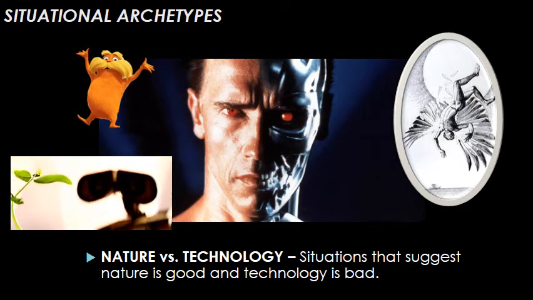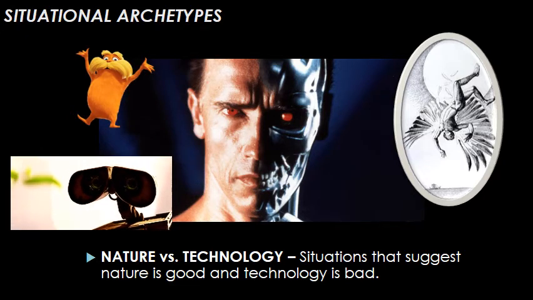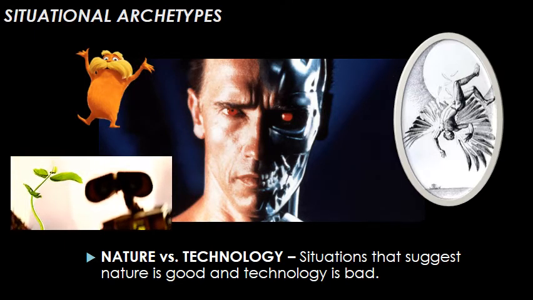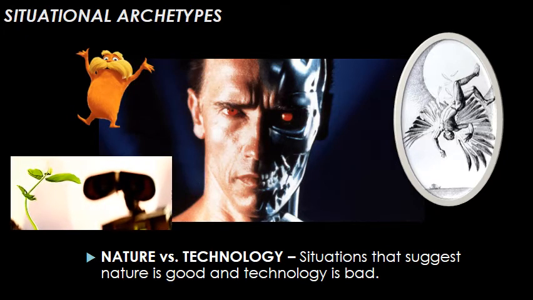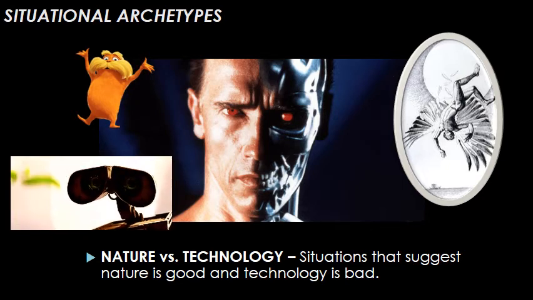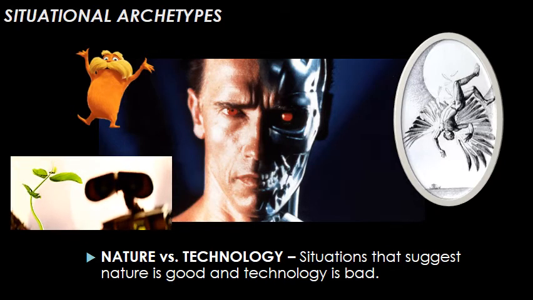The next one is nature versus technology. This is a big one, and we'll look at this further, but basically this is where technology and nature are pitted against one another. It suggests that nature is good and technology somehow will have some negative consequences. So it's kind of a cautionary tale, or a story that gives people a warning not to progress too far with technology. A very, very early example of the nature versus technology situational archetype is the story of Icarus.